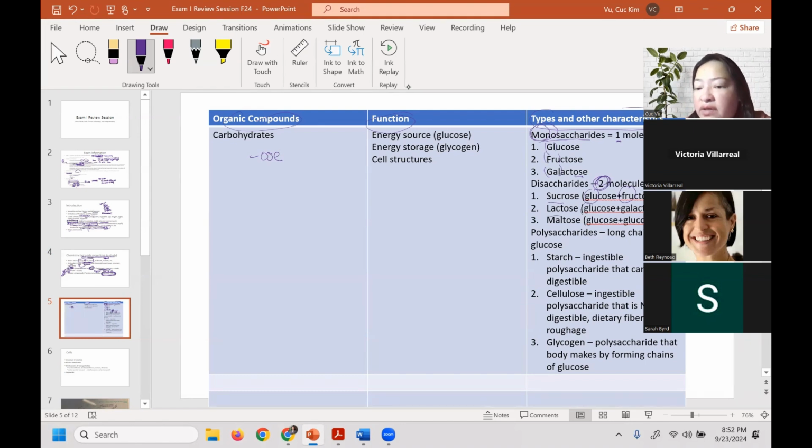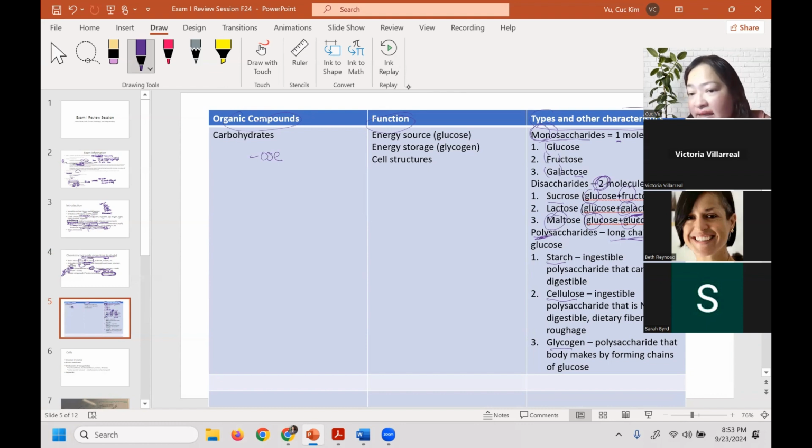Okay. Lactose is a combination of a glucose and a galactose. The term lactate means milk, right? So it's milk sugar. Maltose, if anyone has ever had a malt alcoholic drink, that's where it comes from. It's a combination of a glucose and a glucose. Poly meaning many, so it's a long chain. So there's starches, cellulose, and glycogen.